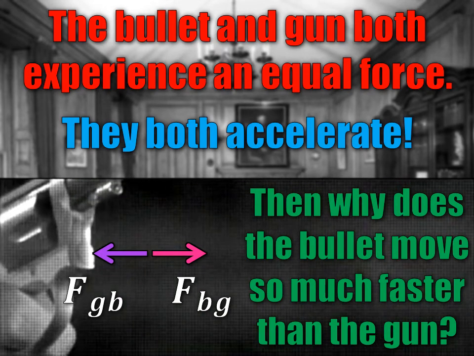So why does the bullet move so much faster than the gun? Can you explain this? If the forces are equal, as Newton's third law says they are, how could the bullet move so much faster than the gun?